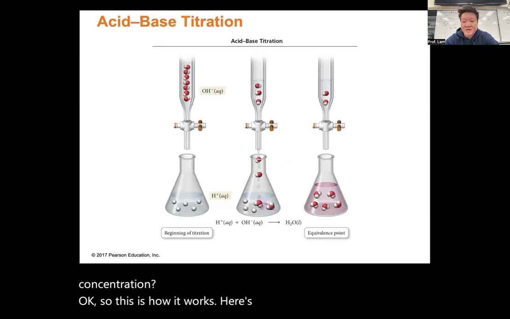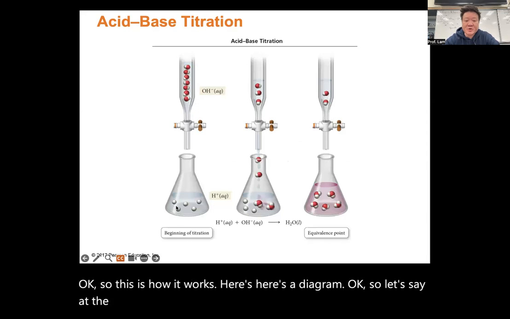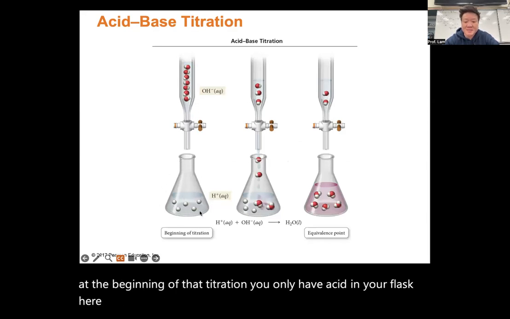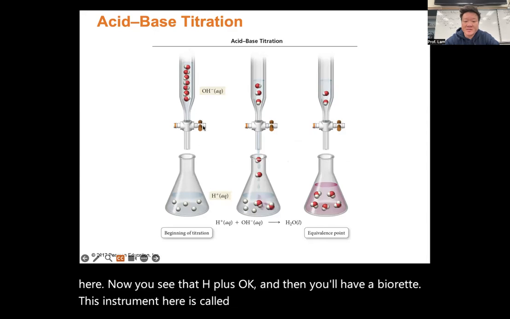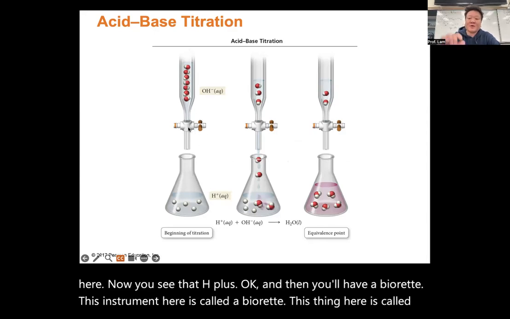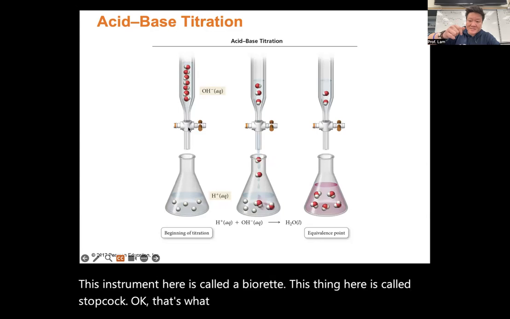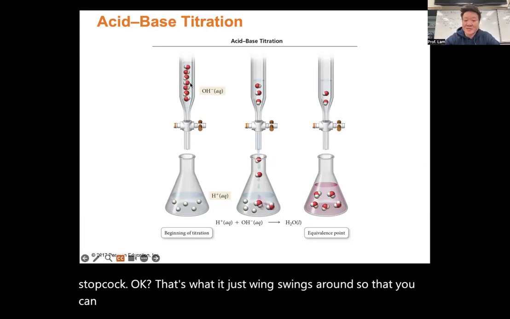Here's a diagram. Okay, so let's say at the beginning of the titration, you only have acid in your flask here. Now you see that H+, okay? And then you'll have a burette. This instrument here is called a burette. This thing here is called a stopcock. Okay, that's what swings around so that you can release the hydroxide, the base, here.